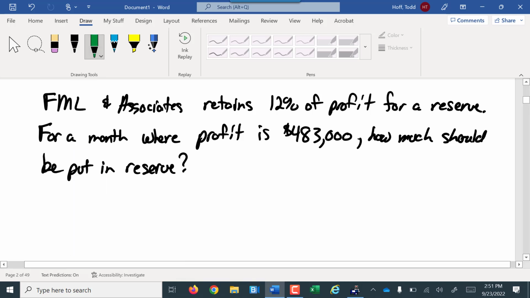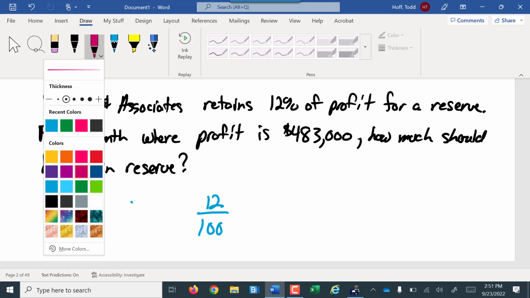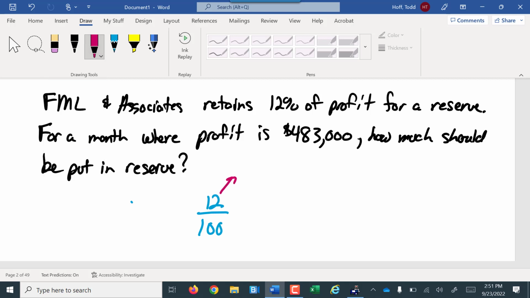So again, let's start off. What is the percent in this problem? 12%. So it's 12 over 100. And again, let's just take the time. The 12 is representing what here? We have profit and reserve. Which one is the piece, the smaller piece? The reserve. And the 100 is representing all the profit in this case. The reserve is the portion of the profit that you hold over. So on the other side, 483,000, does that go with the reserve or with the profit? So it's going to go top or bottom? Bottom.